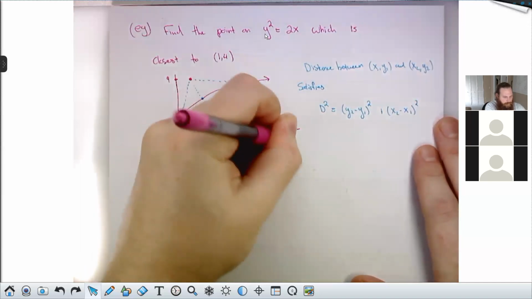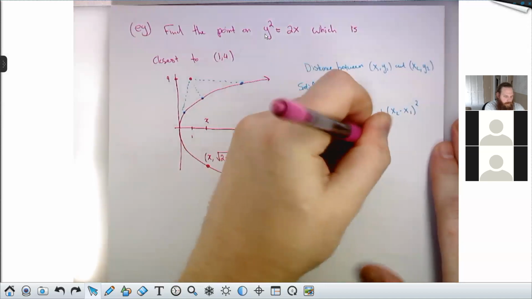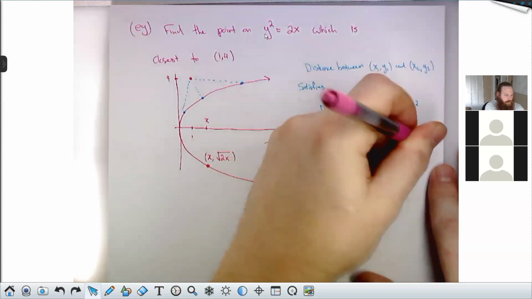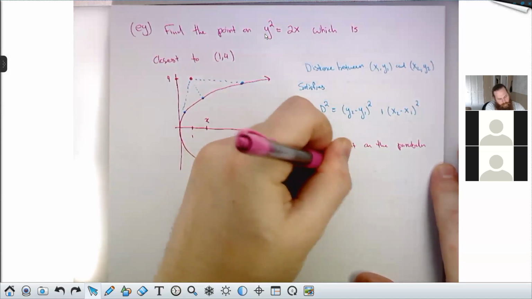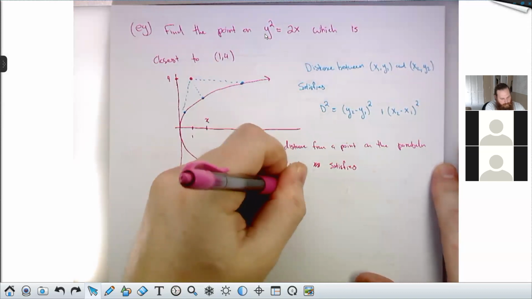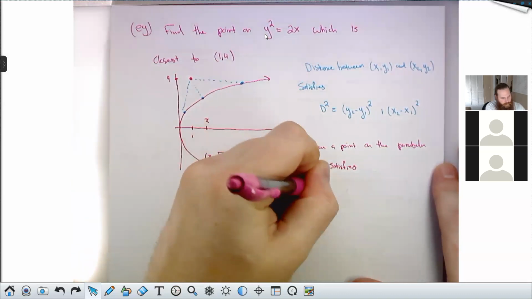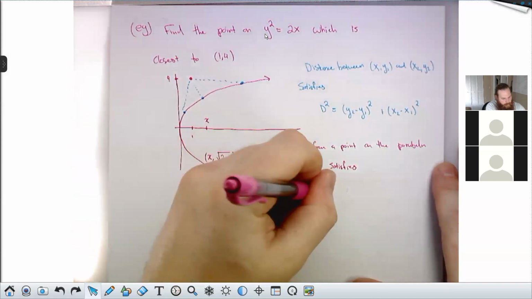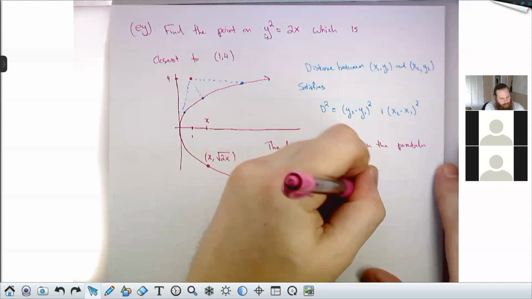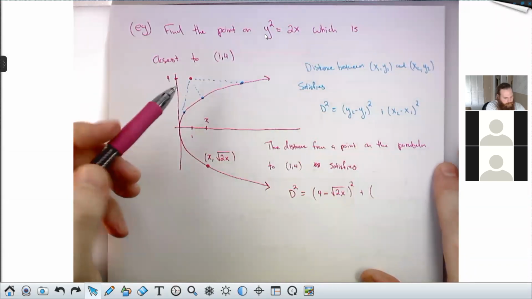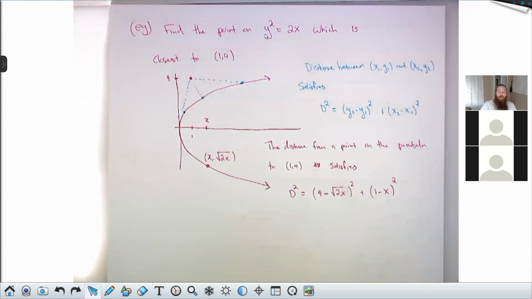So the distance from a point on the parabola to 1, 4 satisfies d squared equals, here's y1, here's x1, here's y2 and x2. So this would be 4 minus square root of 2x squared plus x2 minus x1, that would be 1 minus x squared. There are other ways to do this.